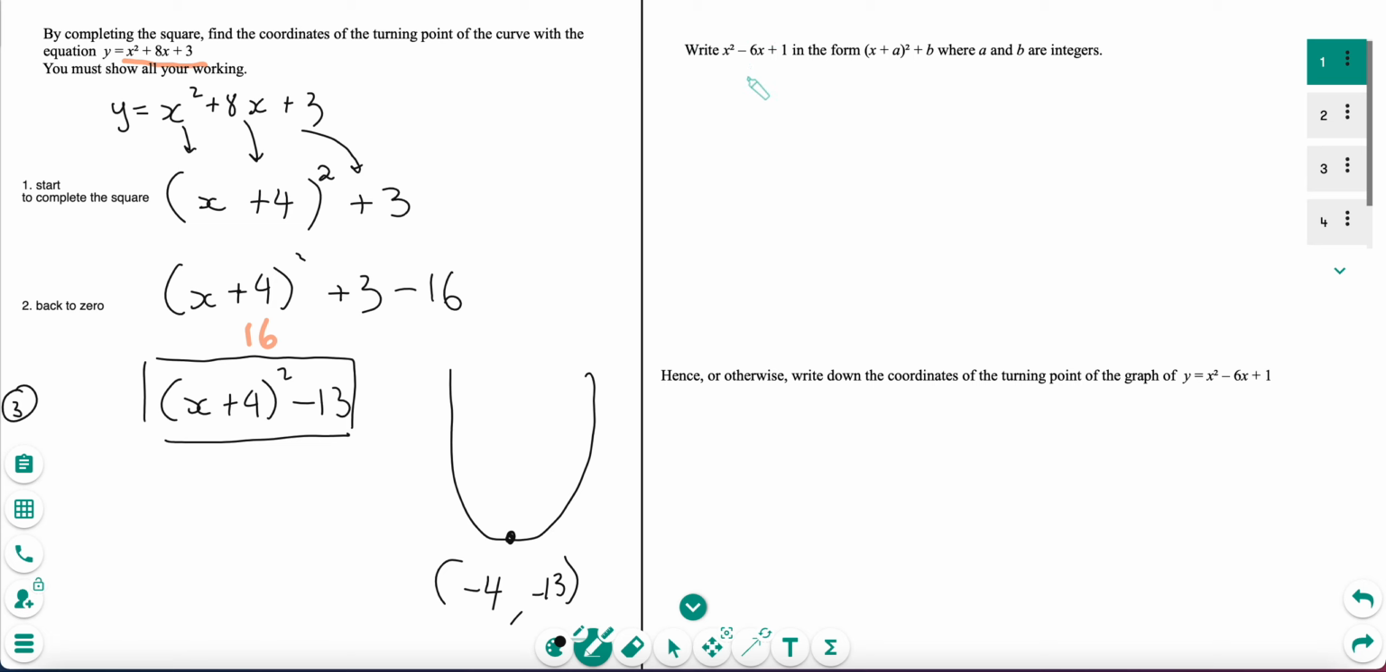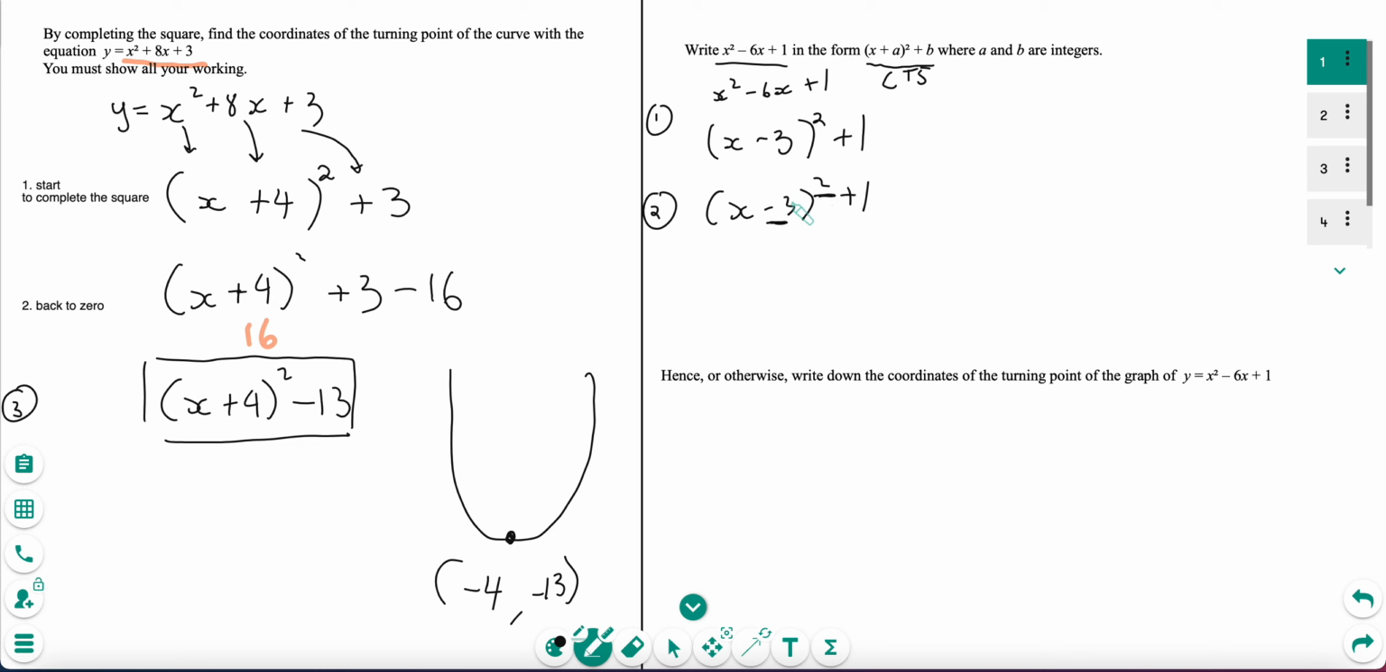Here, write x squared minus 6x plus 1 in the form x plus a squared plus b, where a and b are integers. Here, they've not explicitly told us to complete the square, but whenever you're given a quadratic and you're asked to write it in this format, x plus or minus a squared plus or minus b, you must complete the square. So step 1, let's just write it out first. x squared minus 6x plus 1. Open up a bracket. We'll grab one of the x's. Half of negative 6 is negative 3, squared. Bring down that plus 1. Step 2, x minus 3 squared plus 1.